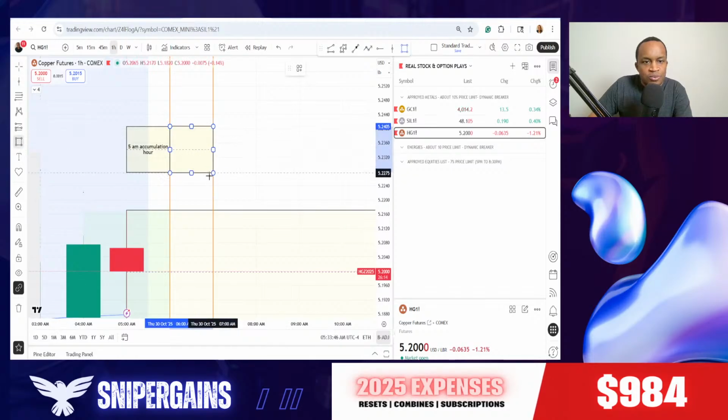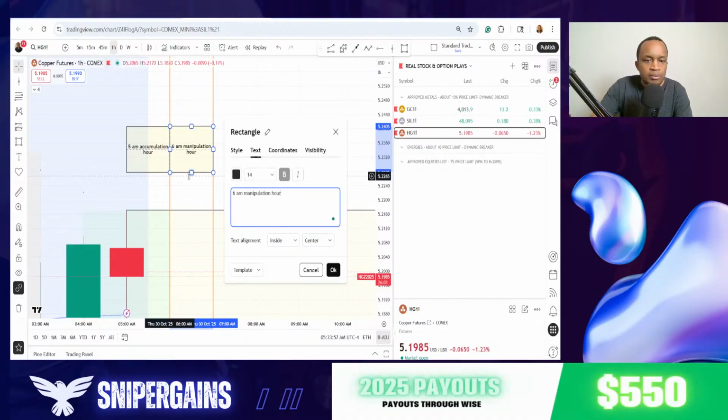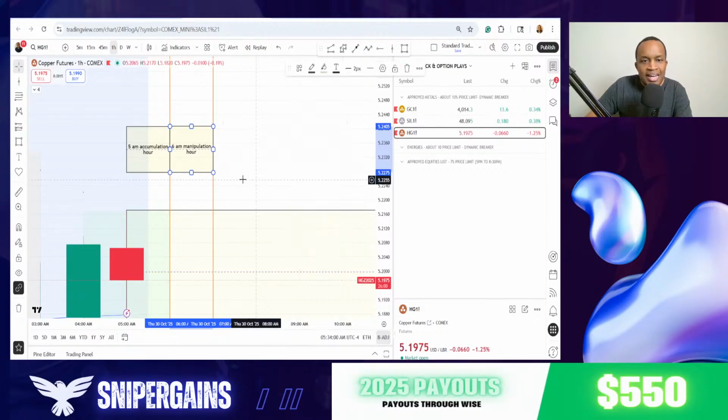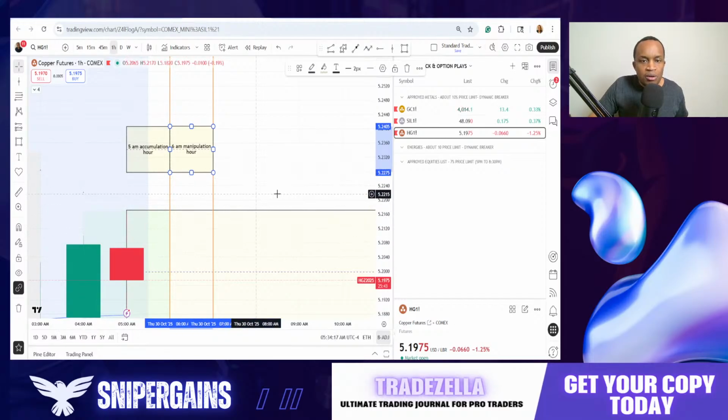Then the next one is going to be the 6 a.m. manipulation hour. And then the last one, we'll see what happens. So right now, let's just say we find that the 5 a.m. is invalidated. Then I would move on to the 6 a.m. manipulation hour. There are a few ways that this CRT model would be invalidated.